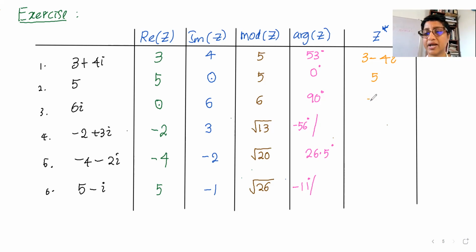Conjugate of 6i is minus 6i. This is minus 2 minus 3i. This is minus 4 plus 2i. 5 plus i. So can everyone check your answers, please, and let me know if there is any issue. I'm back. All good?